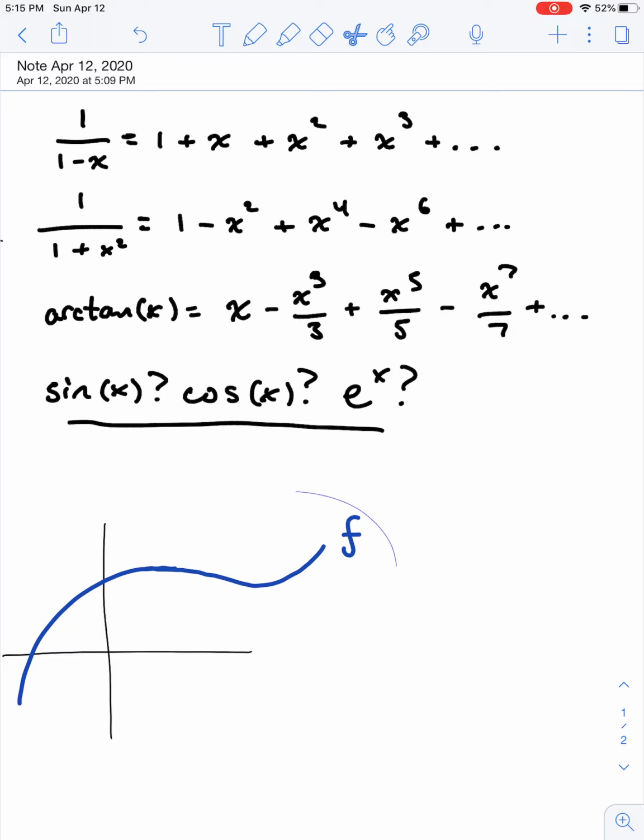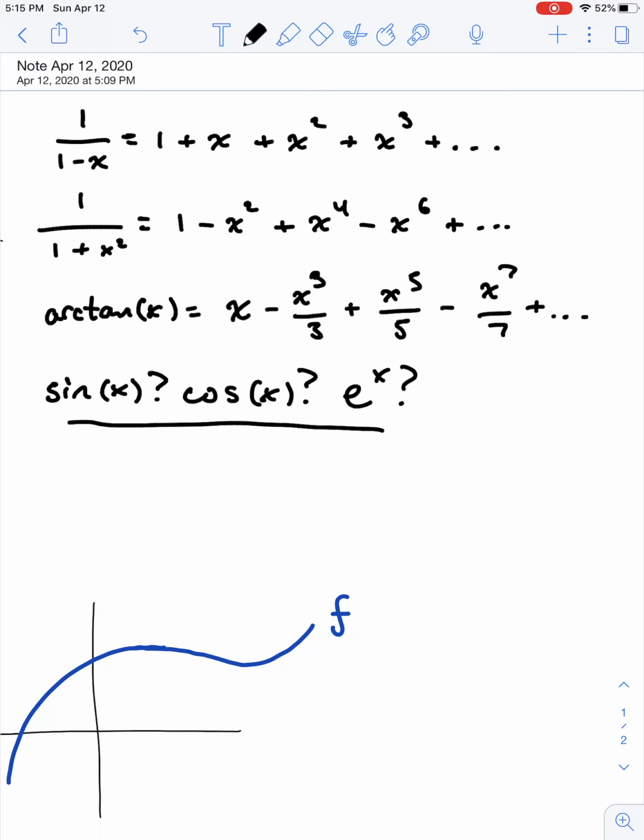So let me give this a name, section 4.8 is Taylor and Maclaurin series.